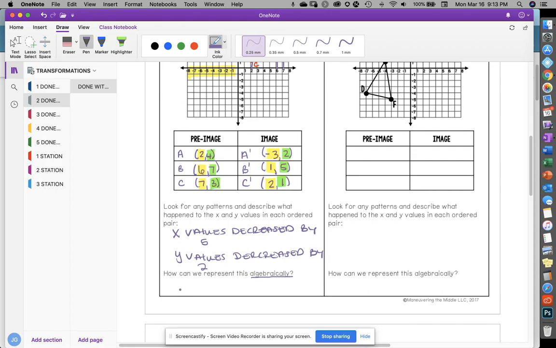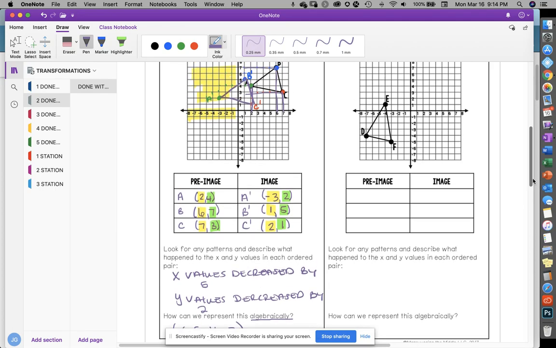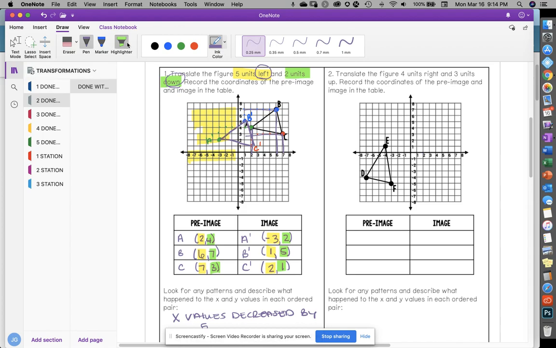So I'm going to say my x value decreased by 5, comma, my y value decreased by 2. And that is representing this in some sort of equation, some kind of formula in this case. All right, let's try this next one.